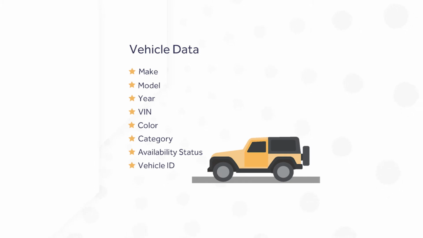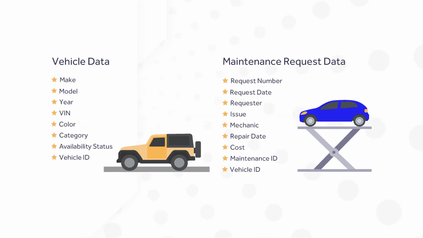For example, we know the Acme registrar will add new vehicles to the corporate fleet. In order to do that, the registrar will need to record the vehicle's make, model, year, color, and VIN, among other things. All of these are data fields related to the vehicle and can be grouped into a vehicle entity. We also know the mechanic will need to document each maintenance request. To do that, each request needs a unique number. Other required data fields include the request date, requester name, maintenance issue, and so on. All of these fields can be grouped into a maintenance entity.